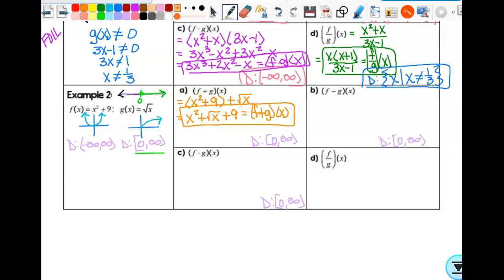Yes, you should always put them in the right order. Okay, anything else? All right, so now I have f minus g of x. That's equal to x squared plus 9 minus the square root of x. So it's almost identical to this one, right? This just gives me x squared minus the square root of x plus 9 equals f minus g of x.